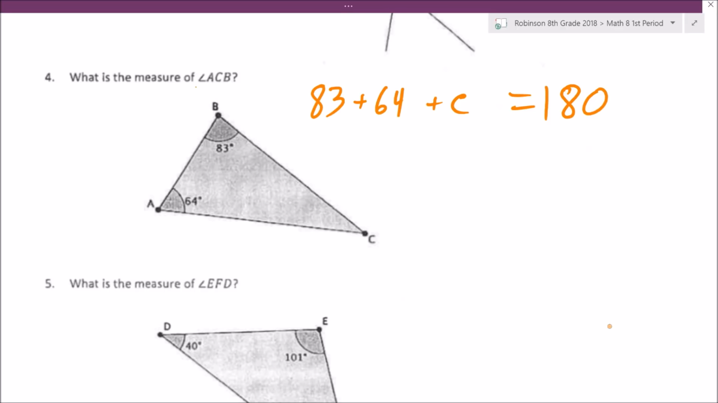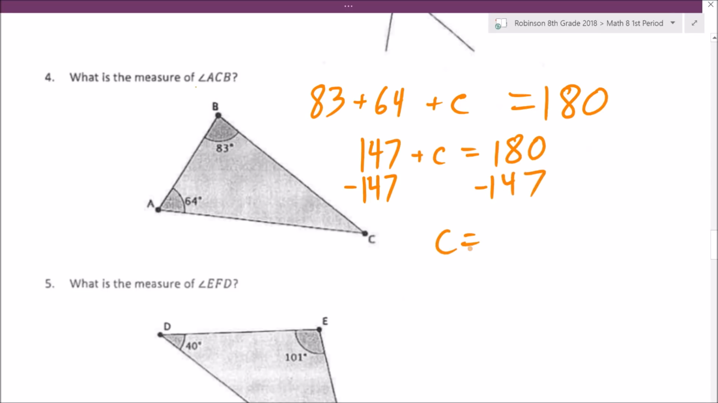So I add my two numbers together, 83 and 64 is 147. Plus C equals 180. And now this is a one-step equation. We subtract 147 from both sides, which we should be able to do because we practiced subtracting with decimals.